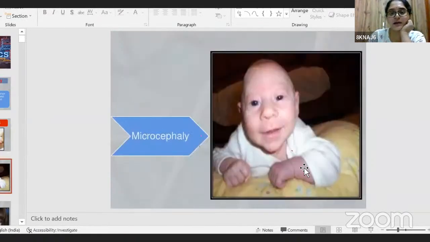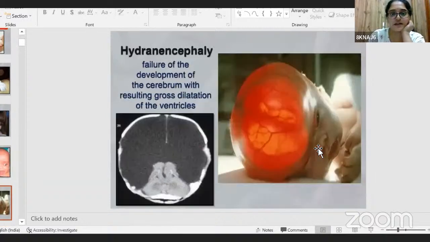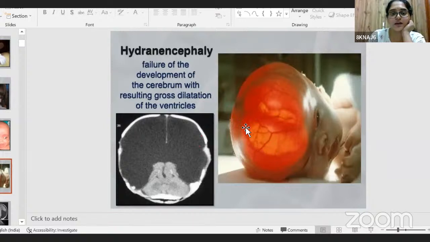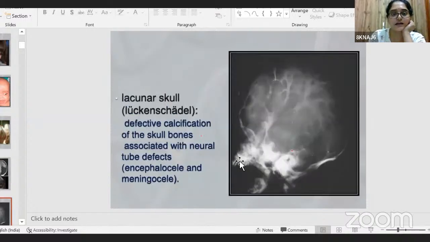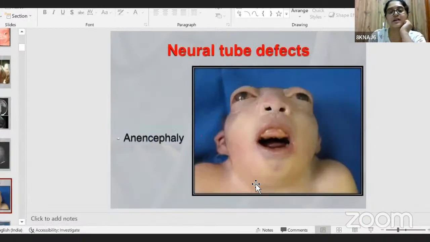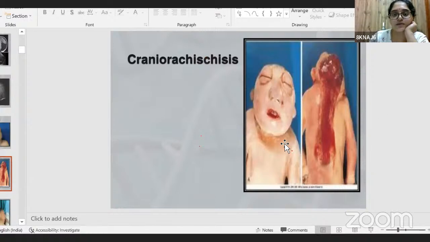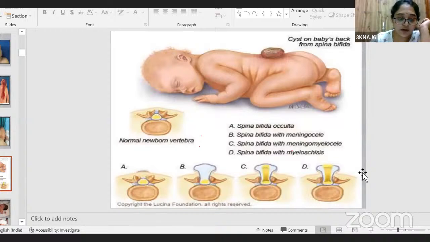So head and neck: microcephaly is one, macrocephaly is one. The facial features are different basically. Hydrocephaly is when there is a lot of dilatation of the ventricles over here, as you can see. Then you have malformations in the head. Then this is the skull and malformations of the same. Then you have the neural tube defects, that is anencephaly or craniorachischisis. And this is spina bifida.